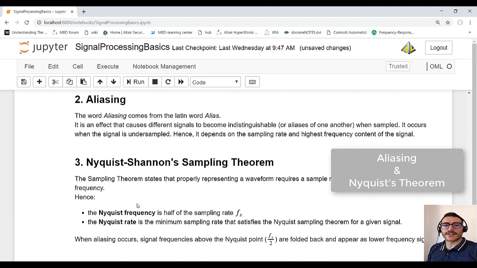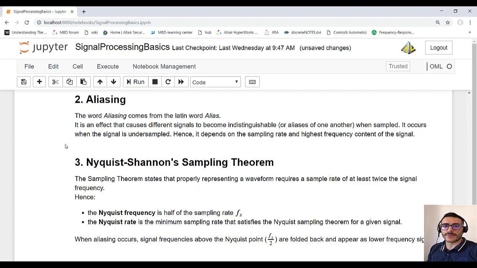Well, if the signal is undersampled, and we will clarify this term in a minute, the frequency content of the signal gets corrupted. And what we are perceiving is another frequency called alias frequency. And this unwanted effect is known as aliasing.